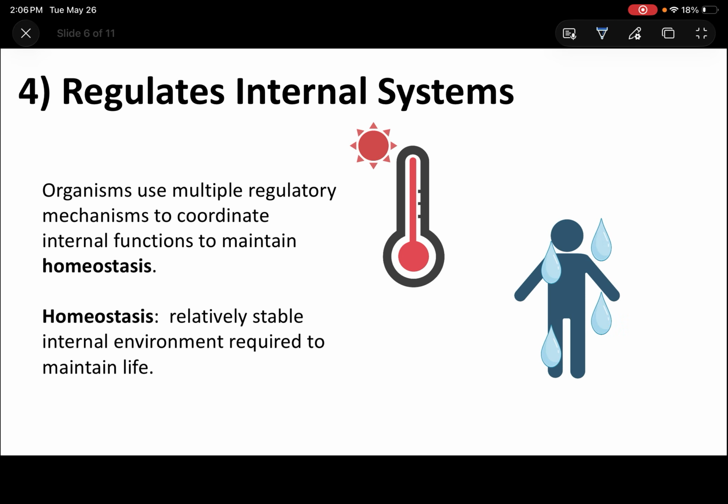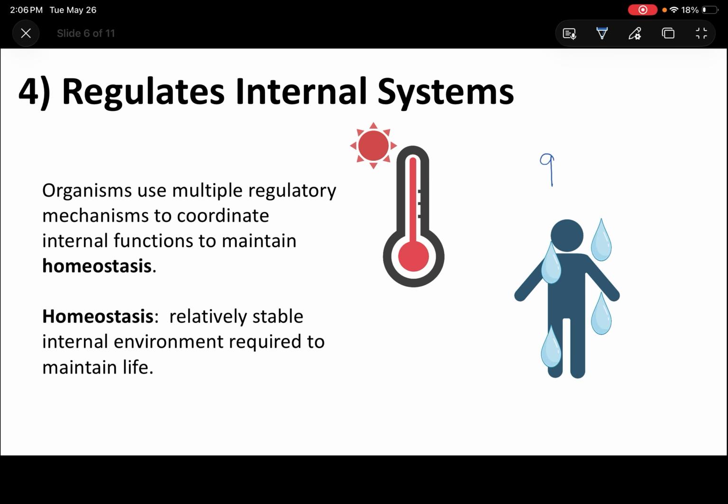The fourth property is that living organisms have the ability to regulate their internal systems. So I want you to think about what happens when you go outside on a hot day. Let's say it's 106 degrees, a hot August Kansas temperature, maybe a little humid. What are you going to do? Your body's probably going to sweat. You're probably going to be thirsty. You'll probably feel the urge to wear less clothing, right? And all of that is because your body is sending signals trying to regulate your internal temperature.